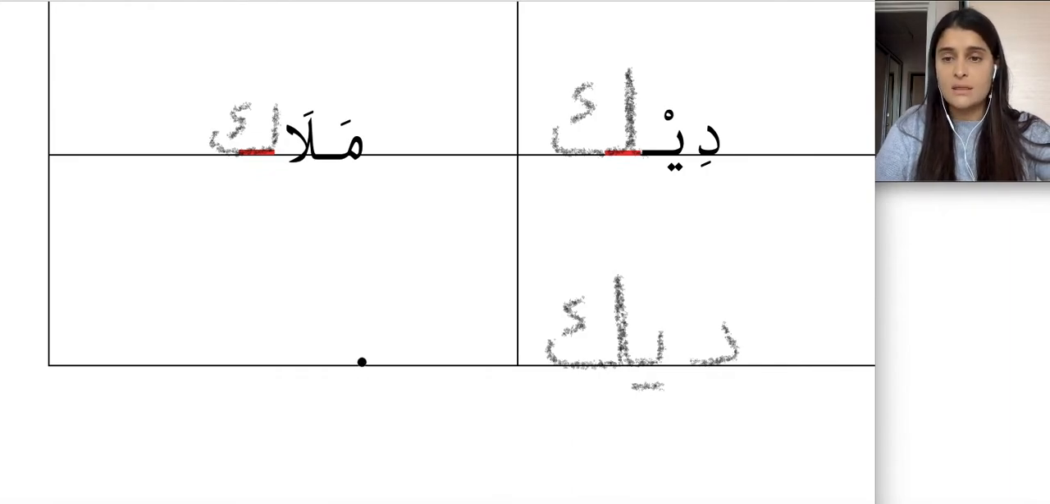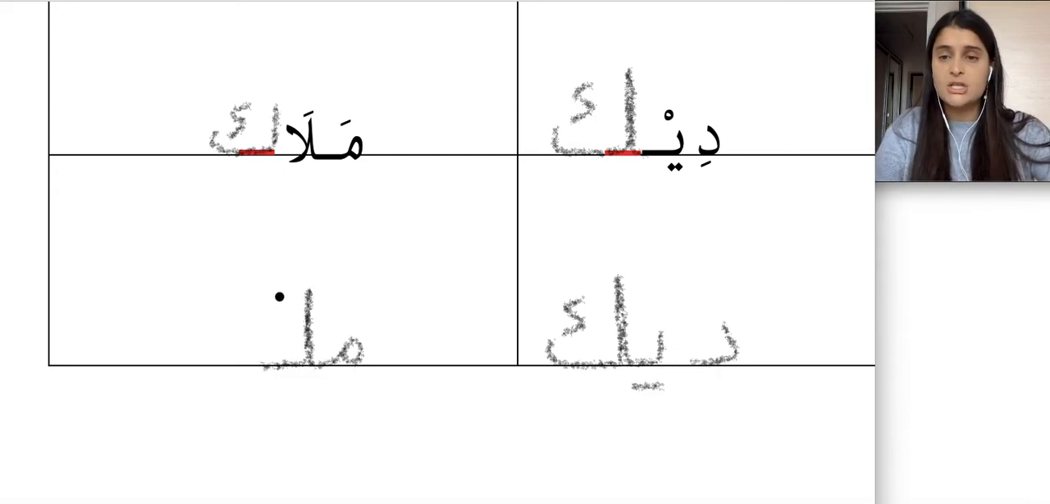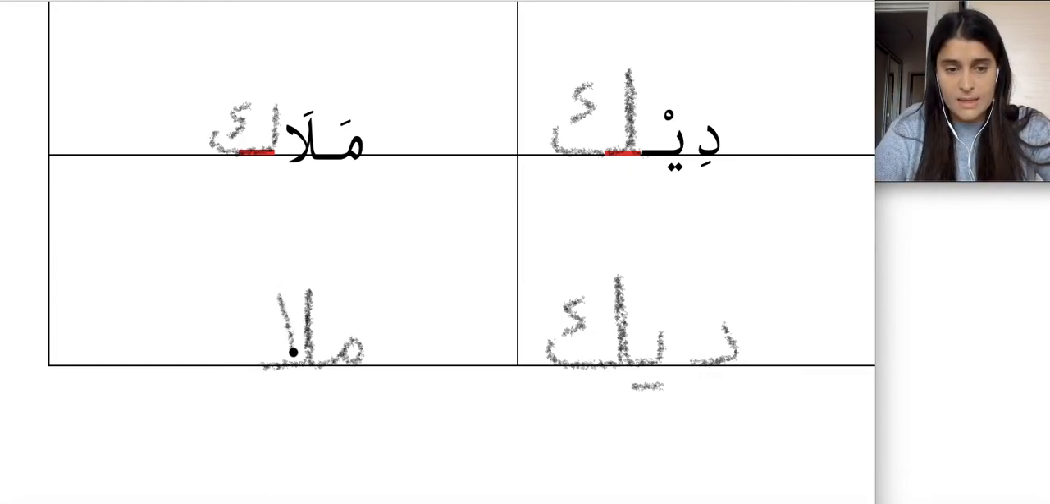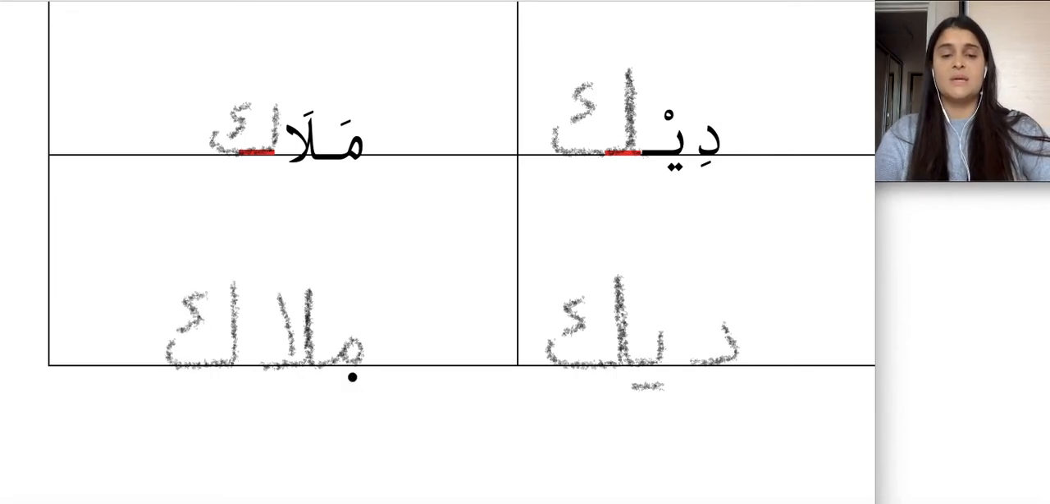And now let's try this word, ma, l. And then pay attention to how we write letter Alif when lam comes before it. It sits on it like this. And letter Kaf at the end of the word, malak. It means an angel.